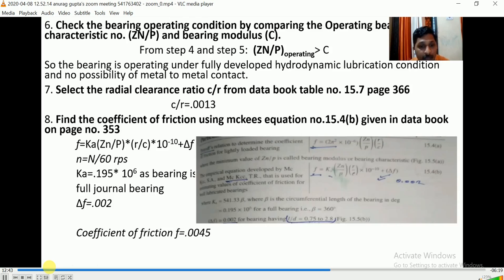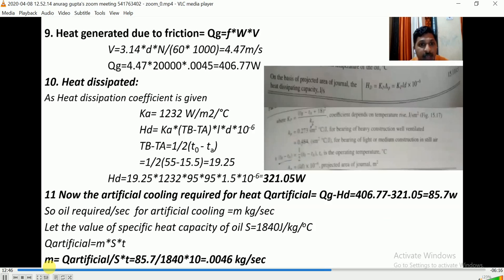Now once we have calculated the coefficient of friction, we are able to find out the heat generated, and for finding out the heat generated we need the velocity in meter per second. So we will find out the velocity of the journal, that is pi d n divided by 60, and because diameter is in mm, we have to divide it further by 1000, and the velocity comes out 4.47 meter per second. Okay, now we are able to find out the Q generated. The Q generated comes out 406.77 watt.